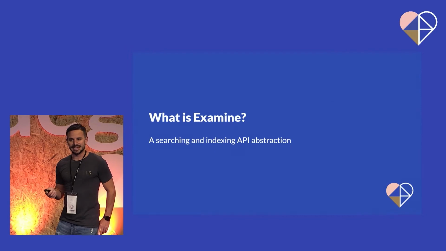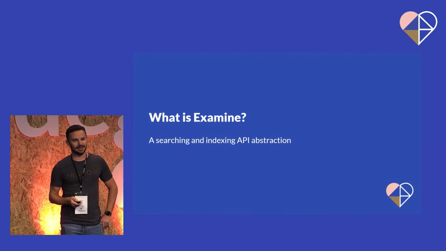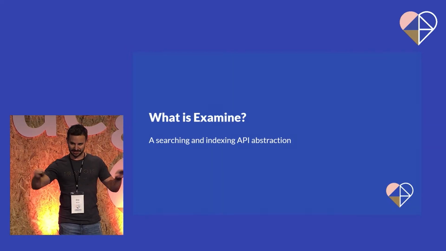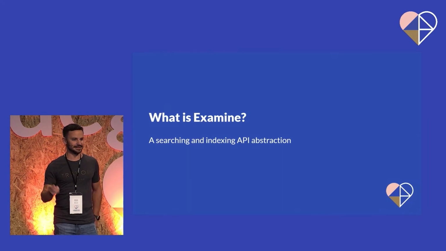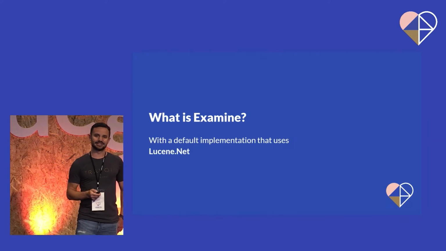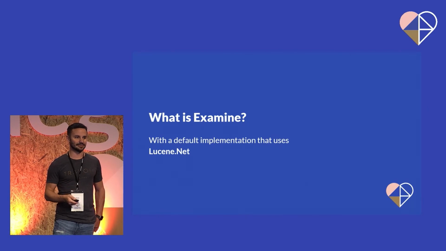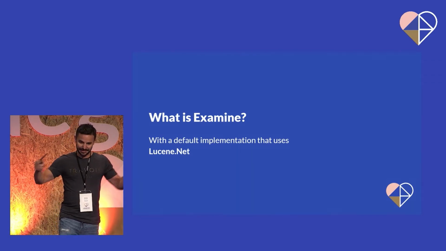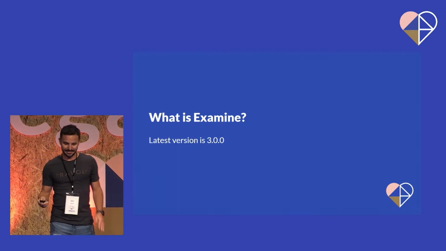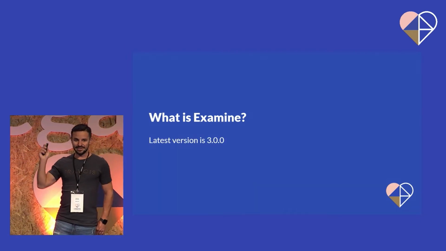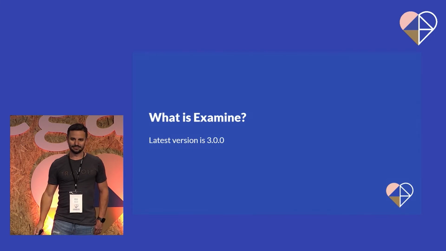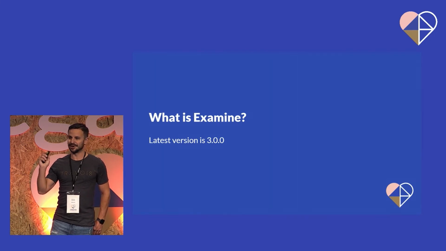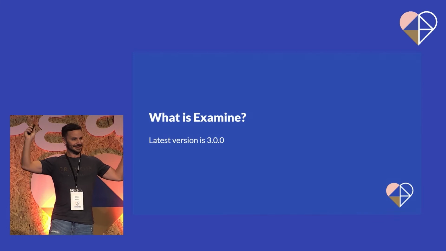So what is Examine? Examine is an API search and indexing abstraction layer, right? It's just an interface. But beneath the surface, it has a default implementation that is based on Lucene.net. But at the top level, it's just an interface. And its latest version is 3, which I just released, I think, a week ago. And this is to do with Umbraco 10 release, which is launched today, which is awesome.